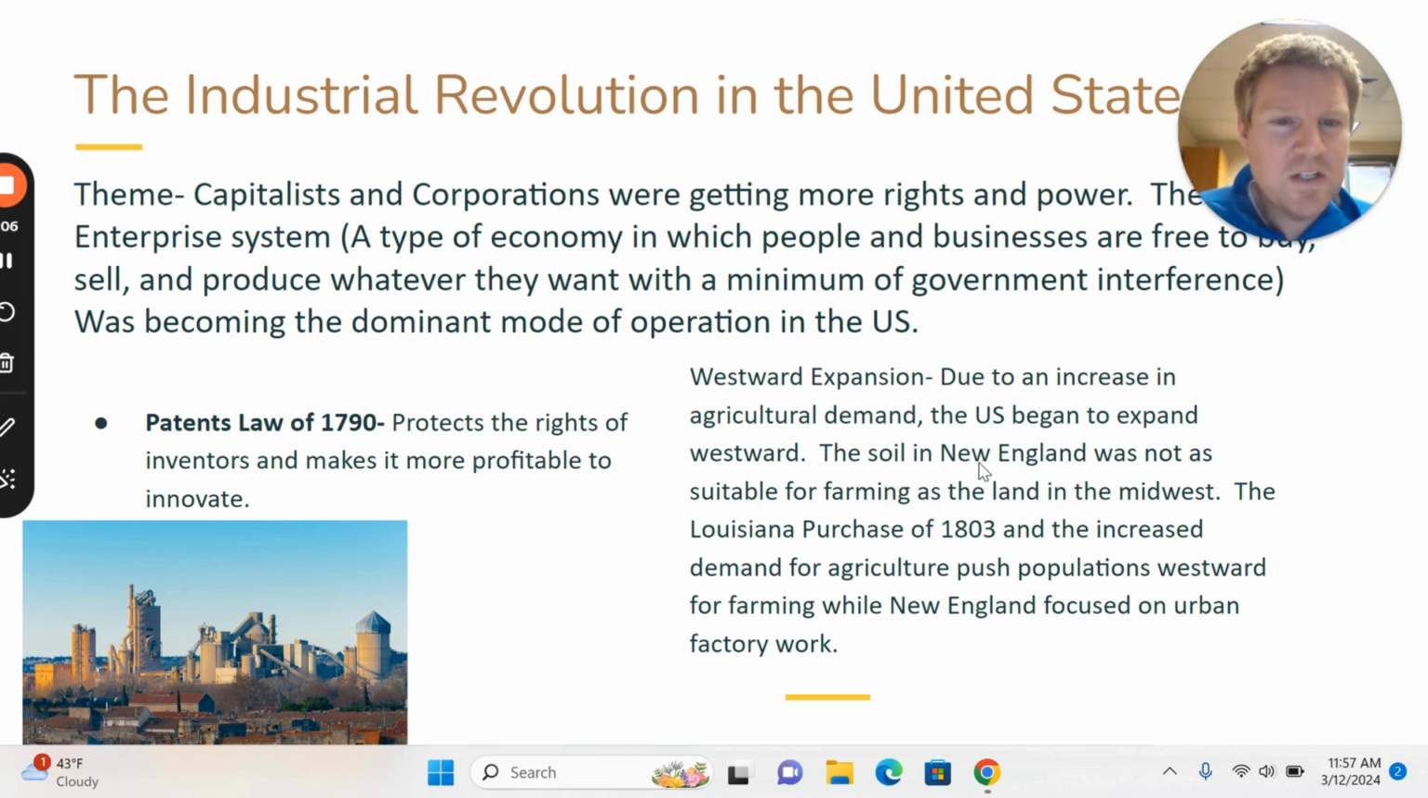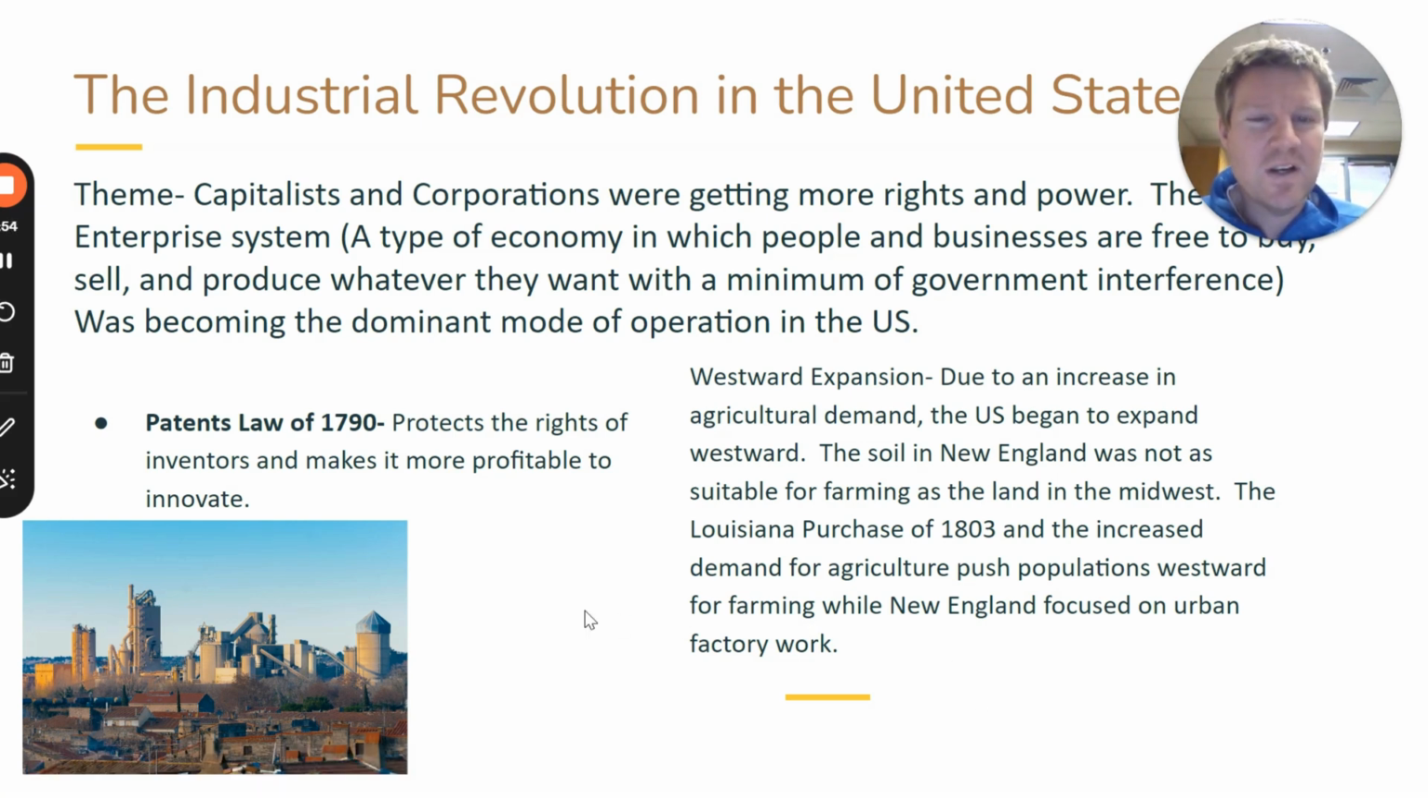You also have westward expansion occurring in the late 1700s and early 1800s. Due to an increase in agricultural demand, the United States begins to move away from the eastern seaboard, the Northeast, where they started as colonies, and people branch out to the more agriculturally friendly Midwest. The soil in New England is not very good for farming. They have good rivers, good water, good climate, but the soil itself is not as good as the Midwest. So between the years 1800 to 1822, you're going to see a huge move westward. And then New England is going to focus more on factory work and urban living.